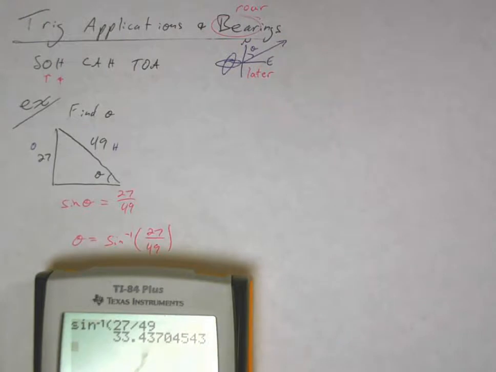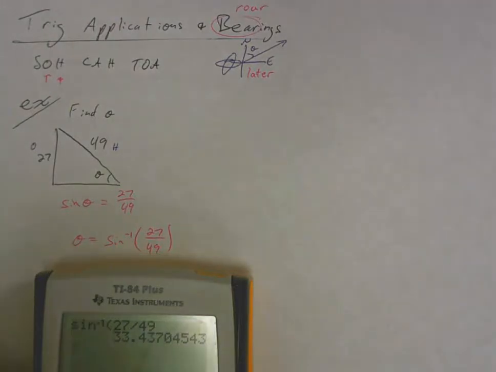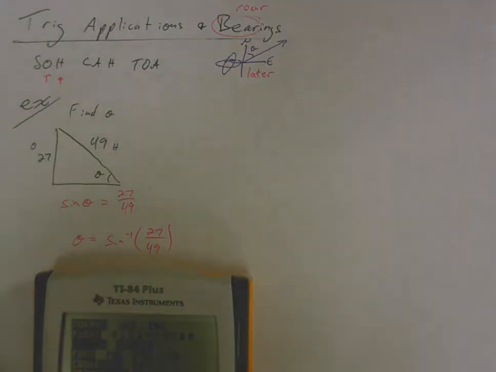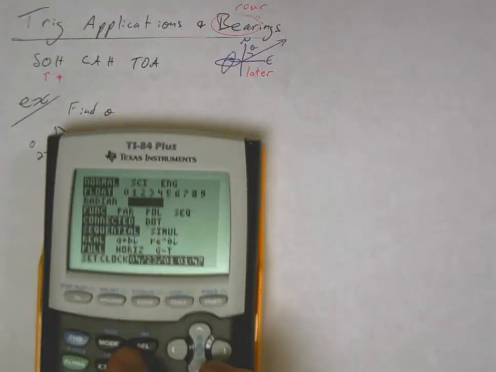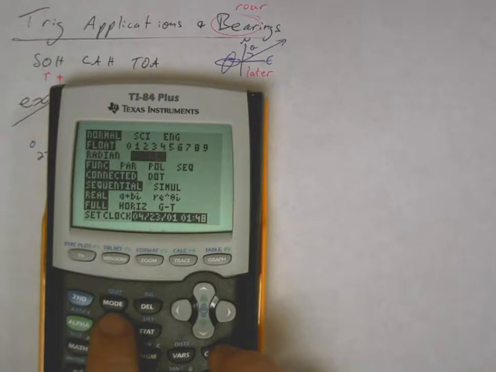So you just punch in the calculator: sine inverse of 27 over 49. Make sure that you are in degrees. If you are in radians, go to mode. Mode is right there. See it? It says mode.